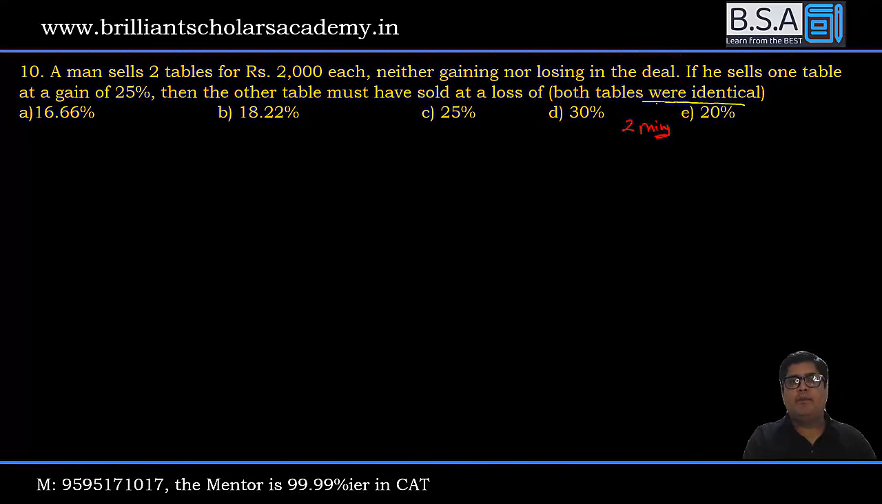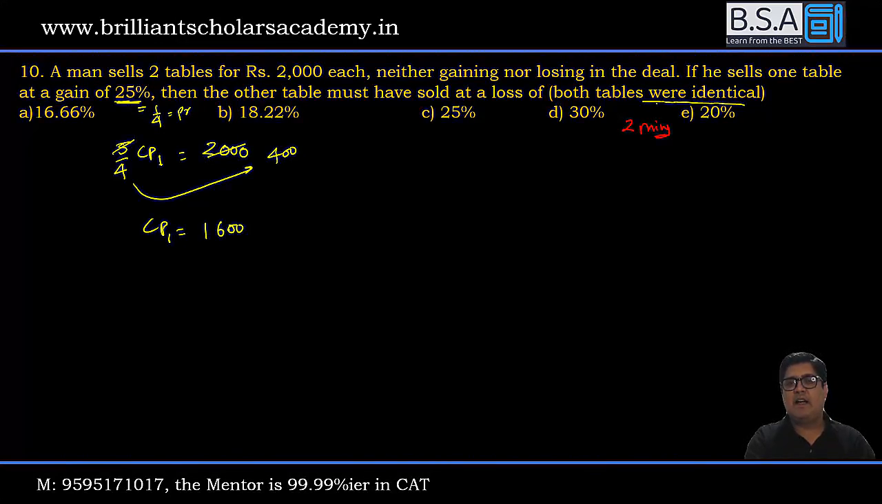We have been told 2000 rupees is the selling price. There are 2 tables. The first one was sold at a gain of 25%. What is 25%? 1 by 4. Gain means profit. So how do you apply 1/4 profit? You multiply 5 by 4 with the cost price. So by rearranging this, I can cancel this. I can say this is 400. I can cross multiply. I can say the cost price of one is 1600.